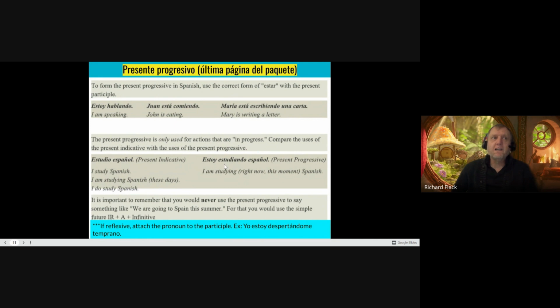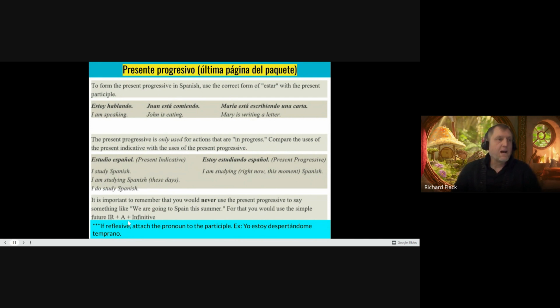On the other side, estoy estudiando español. That's the present progressive. I am studying. But that means right now, in this moment, as you guys are with this video. I am studying Spanish right now. It's important to remember that you would never use the present progressive to say something like, we are going to Spain this summer. That is actually what is called the simple future tense, which we are going to learn in the next unit. Okay.